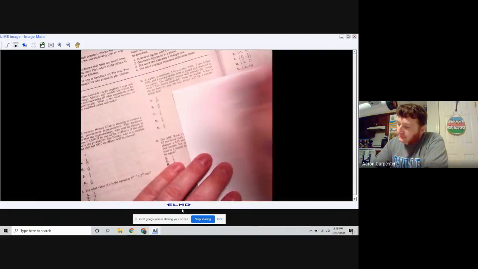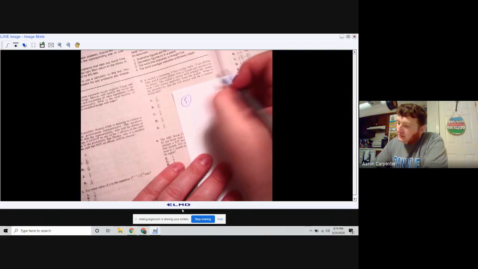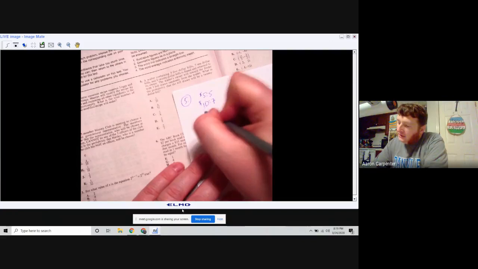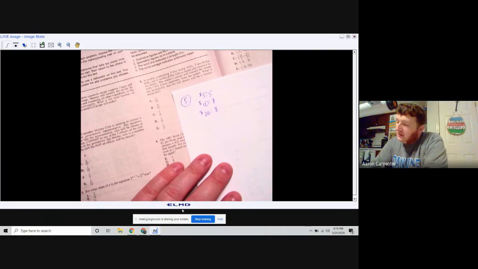Five. A wallet containing $5 bills, 7 $10 bills, and 8 $20 bills is found and returned to its owner. The wallet's owner will reward the finder with one bill drawn randomly from the wallet. What is the probability that the bill drawn will be a $20 bill?